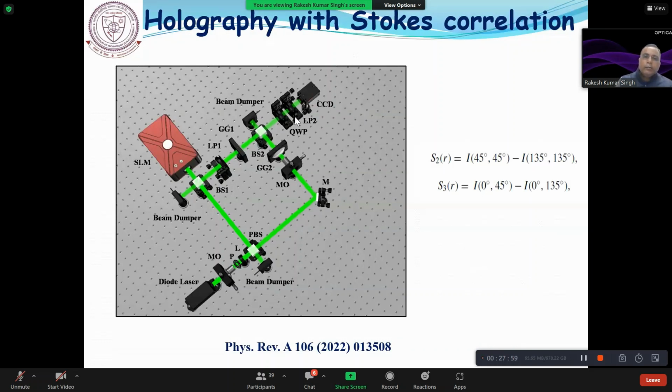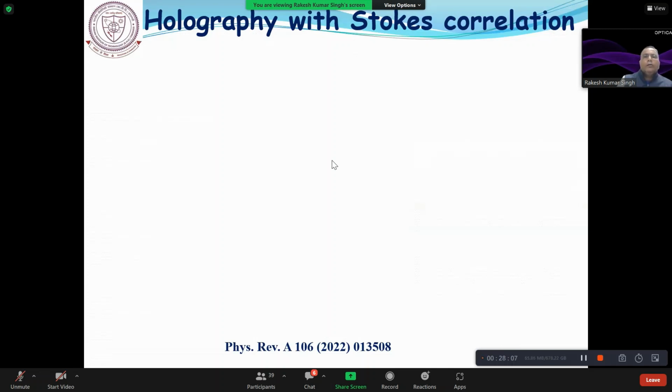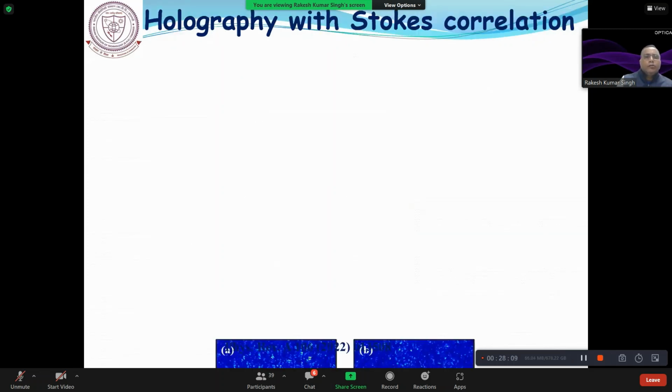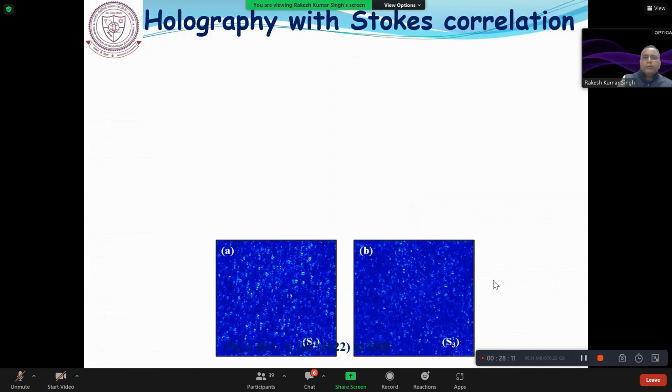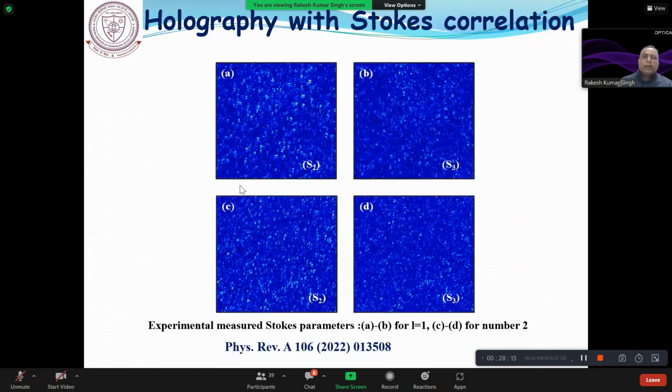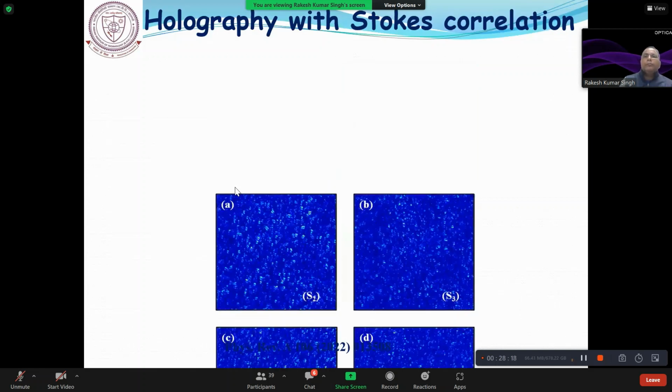And once we have the unpolarized light, in the combination of Stokes parameters, certain components will become 0. Only certain components will contribute. And using that combination, we use S2 and S3. And once we have this combination, we reconstructed the complex valued object from the Stokes correlation.